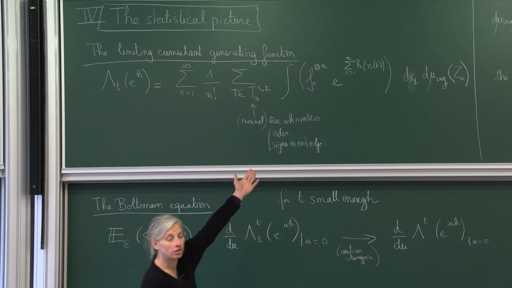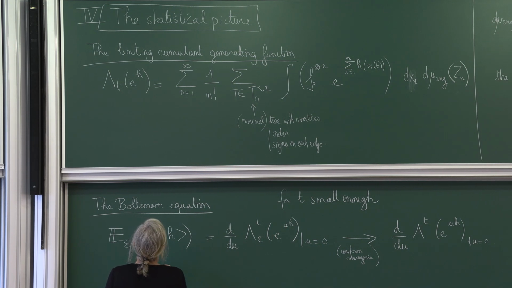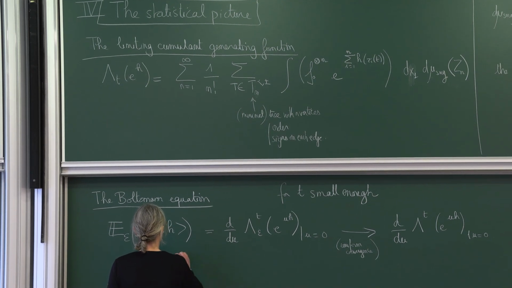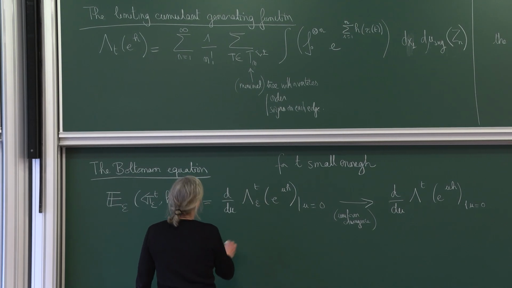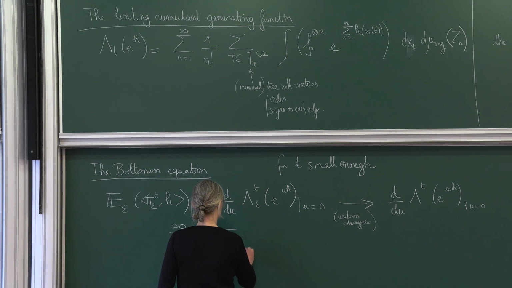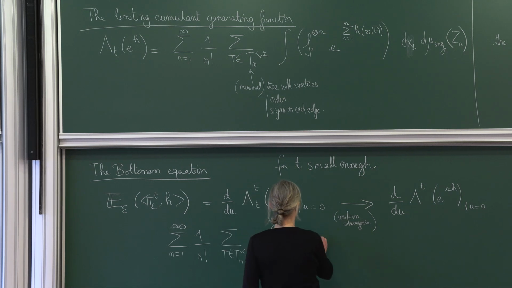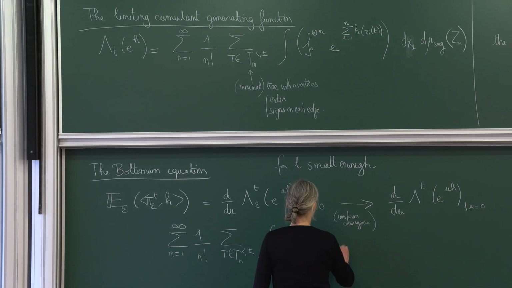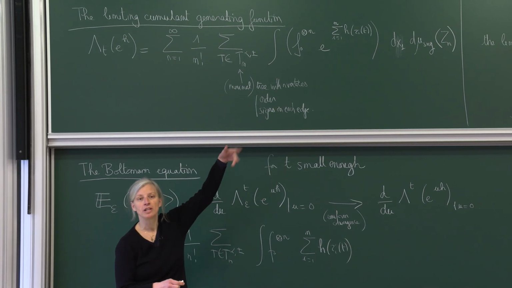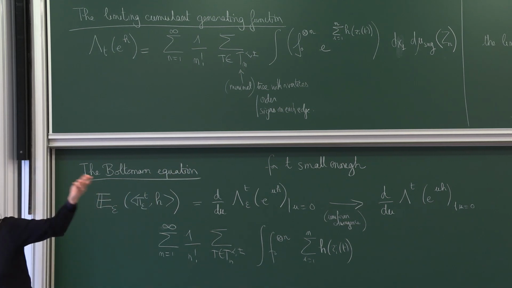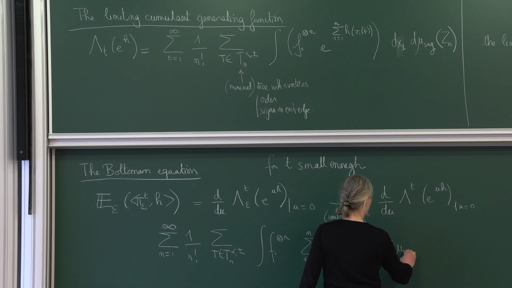Now you can look at this and try to see what you get when you differentiate. You get the sum from n equals 1 to infinity of 1 over factorial n, then the sum over all possible trees, and then you get this. Here you will get the sum from i equals 1 to n of h of zi of t. Then you get the exponential of uh, but you take the derivative at u equals 0, so it's just 1. And then you get dx1 and this singular thing.